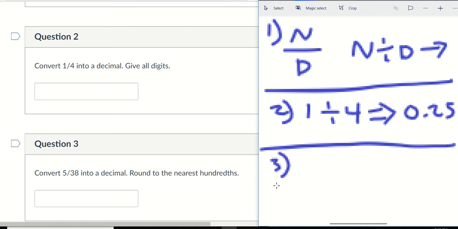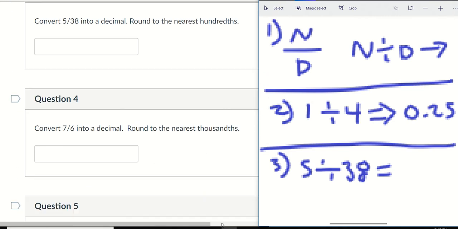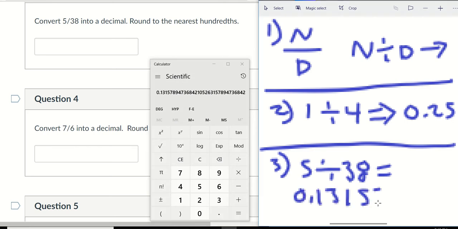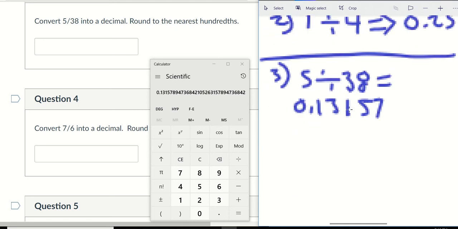Number 3, 5/38. Let's do it. 5 divided by 38. We're going to get a weird decimal. So let me punch that in. 0.13157. But we want it to the nearest hundredths. What number is in the hundredths? 3. So is it going to stay at 3 or go up to 4? Stay at 3.